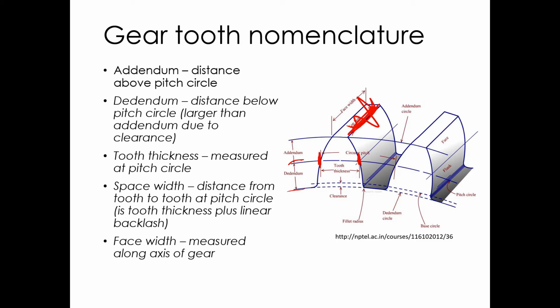So that is the length, the width, what's the word? Thickness of the tooth along the pitch circle. Space width is the same thing along the empty space instead of on a tooth. Those should be different by the backlash. So space width should be tooth thickness plus backlash. And then face width is that.